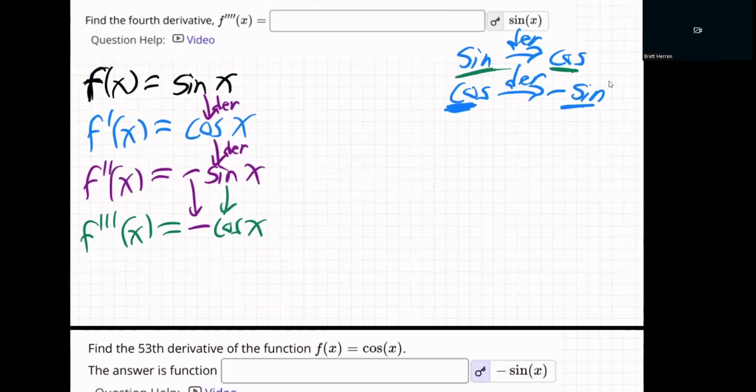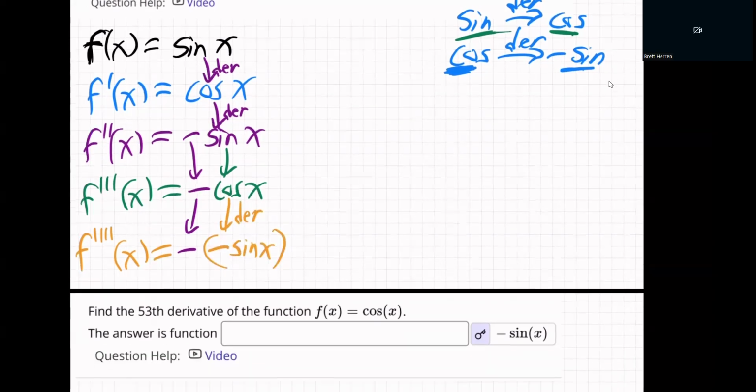And so now for the fourth derivative, again, the negative is just going to sit in the front. Numbers in the front. That's really a negative one, if that helps you. Numbers multiplied to the front of a function of x just sit there. Now the derivative of cosine is negative sine. So these double negatives end up becoming positive sine x, don't they?